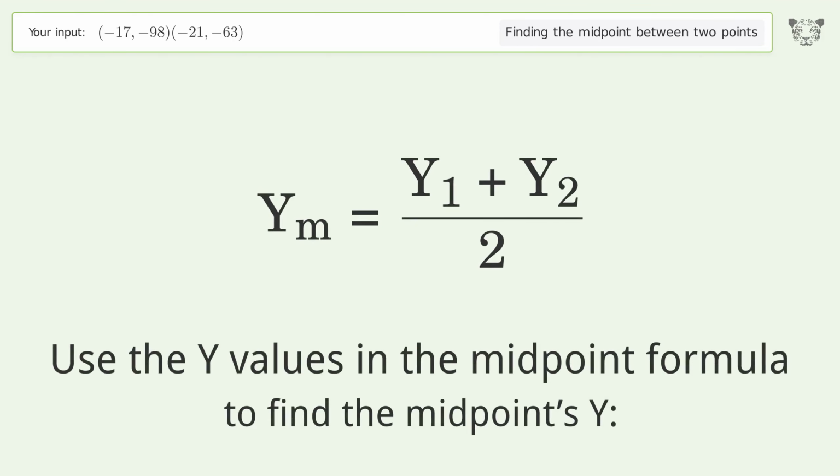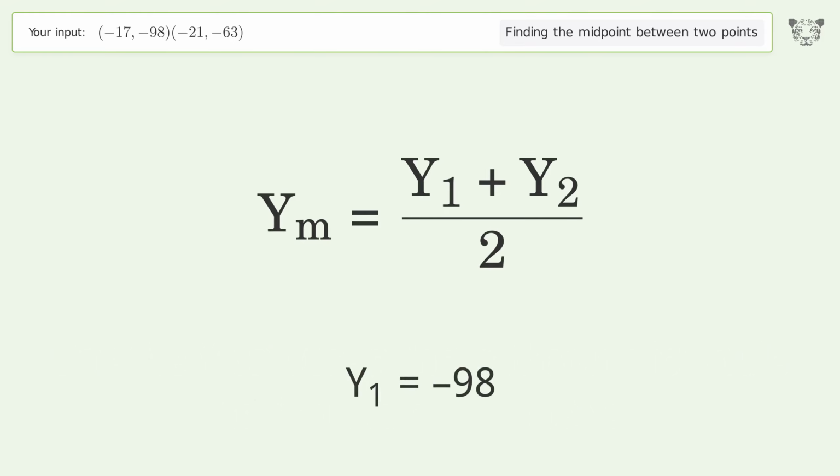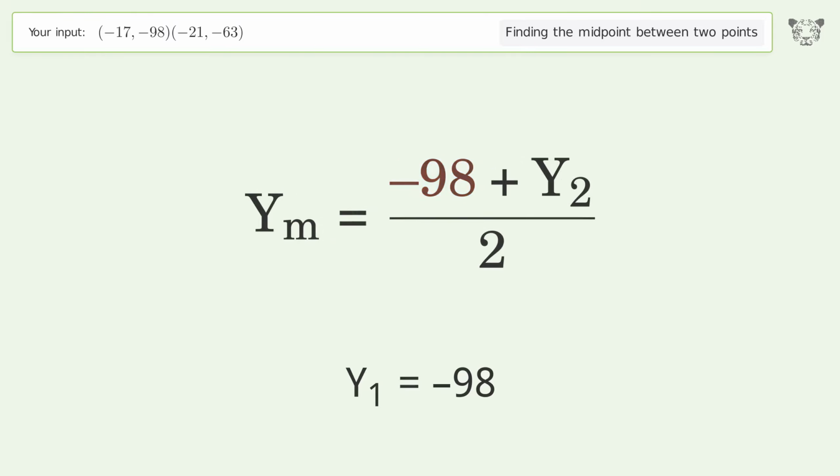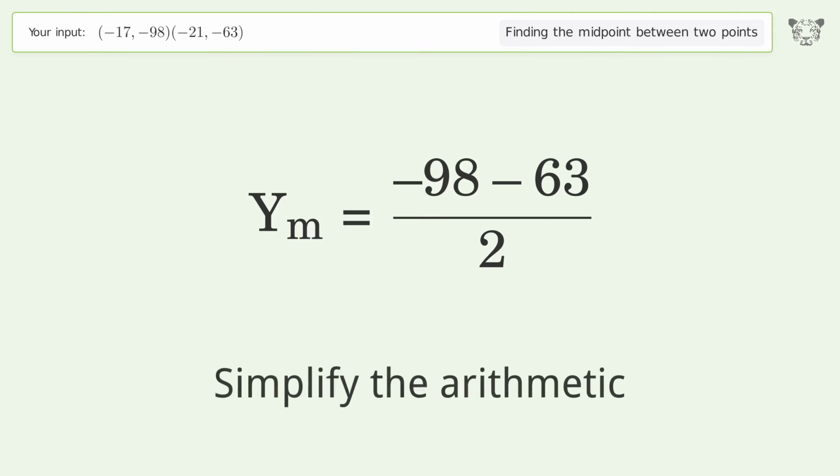Use the y values in the midpoint formula to find the midpoints y. y1 equals -98. y2 equals -63. Simplify the arithmetic.